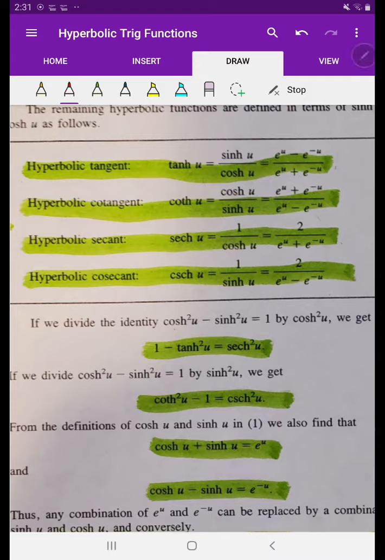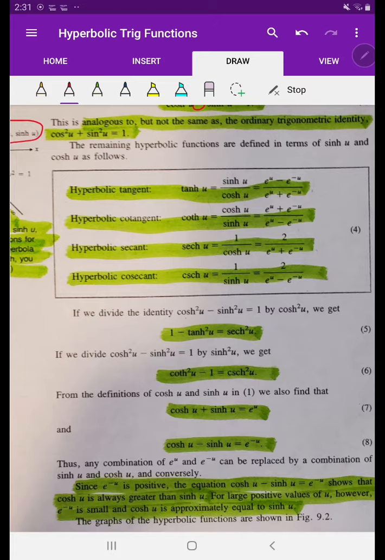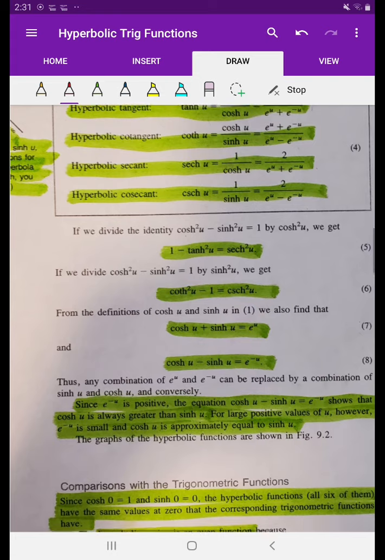And then hyperbolic secant, that's going to be the reciprocal of cosh, and so we would say sech, so that'll be 1 over cosh u, which turns into 2 over e to the u plus e to the negative u. And then the same thing for hyperbolic cosecant, we'll get that from sinh, so csch, I guess that's the best way you could say that, is csch. That's going to be 1 over sinh, which is 2 over e to the u minus e to the negative u.